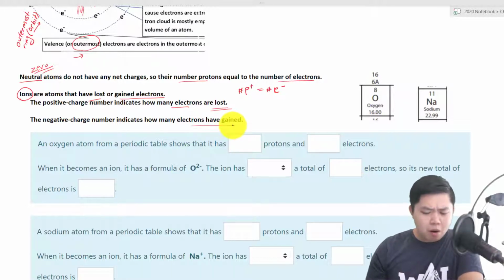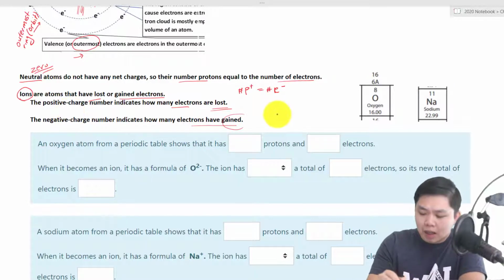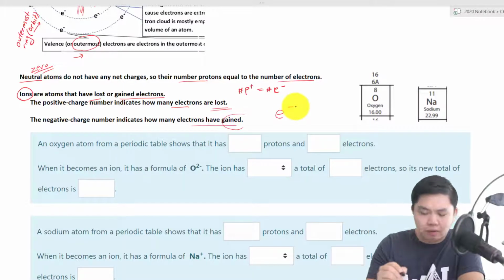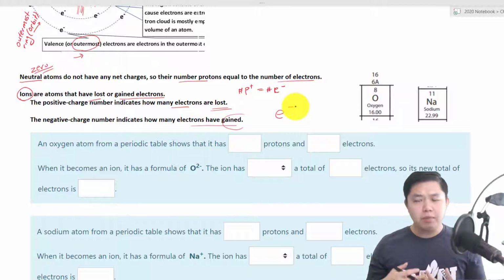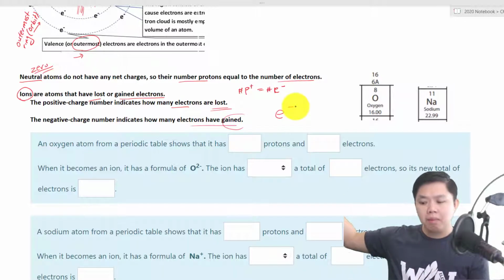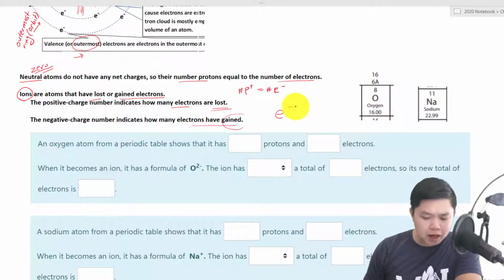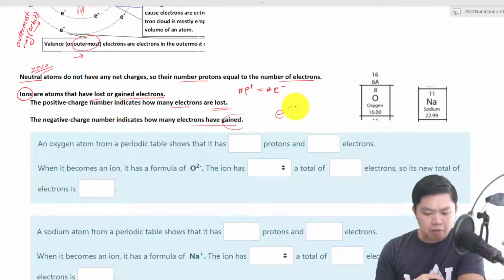Now, think about it. Why does a negative charge mean a gain and a positive charge mean a loss? That's because electrons are negative. So if you are gaining more negative electrons, you become negative. If you're losing those negative electrons, you become positive. And that's the logic behind it. So let's do an example problem.